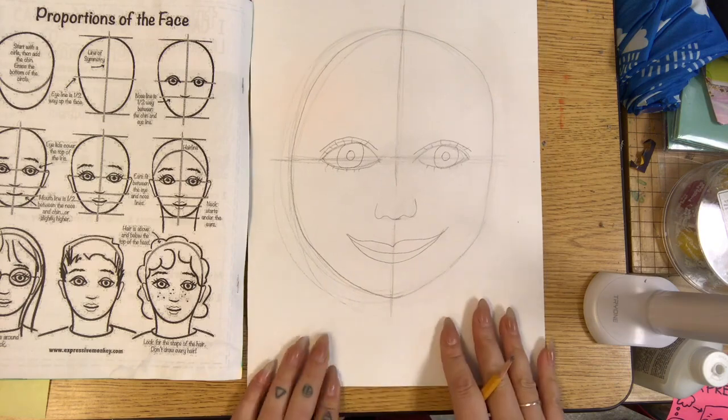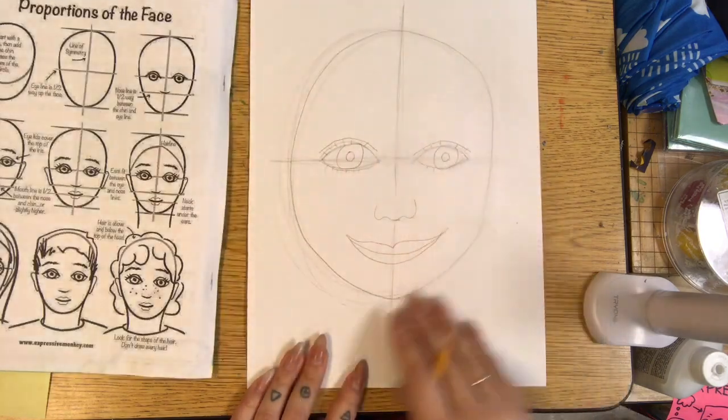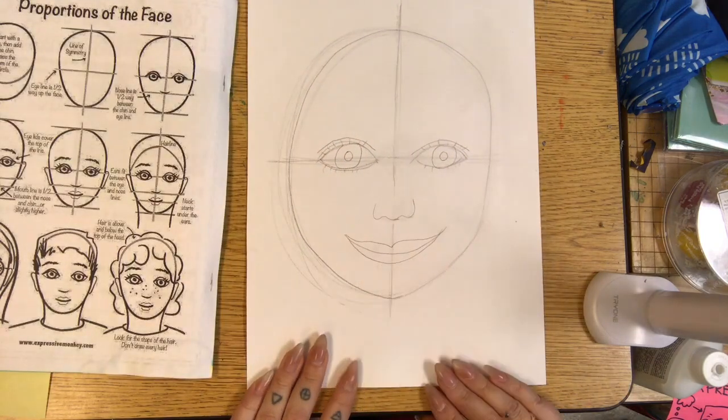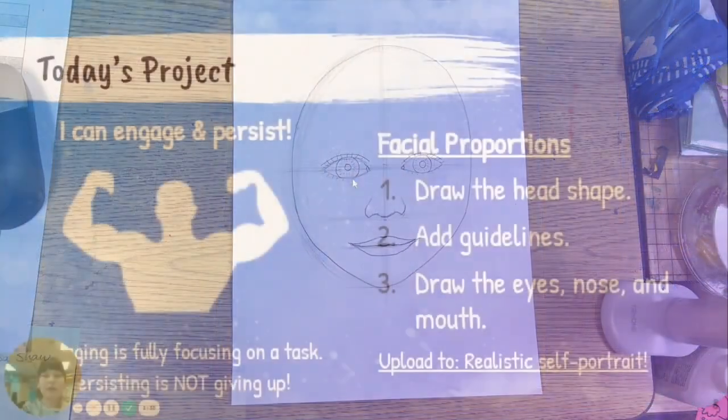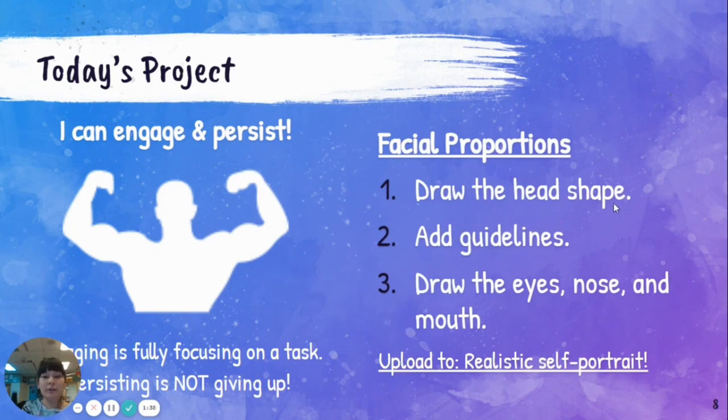I would like you to take a picture when you're done with the head shape, eyes, nose, mouth, and upload it to Arsonia or Canvas. Again, first draw your head shape. Then try adding the guidelines to give your self-portrait correct facial proportions. Then try drawing the eyes, nose, and mouth using the method that I showed you in the video. When you're finished, please upload your in-process drawing to Realistic Self-Portrait on Arsonia or upload it to Canvas.